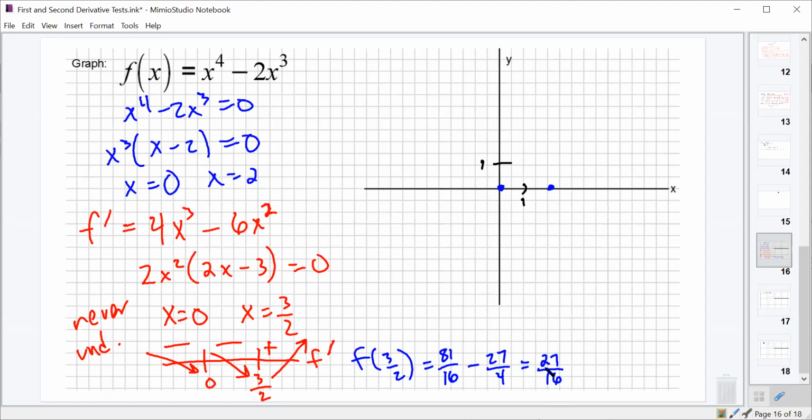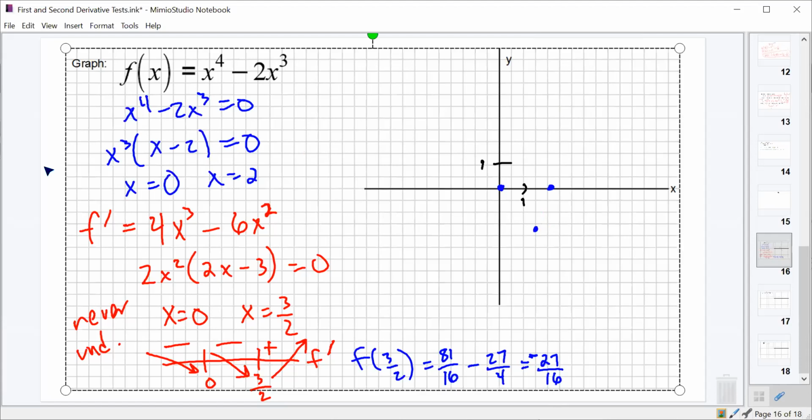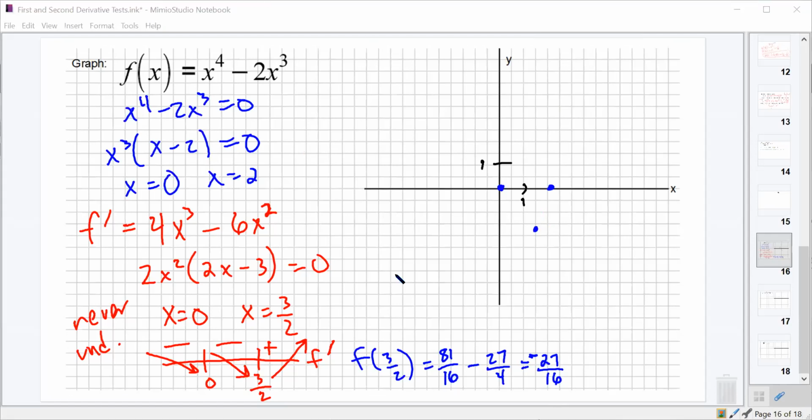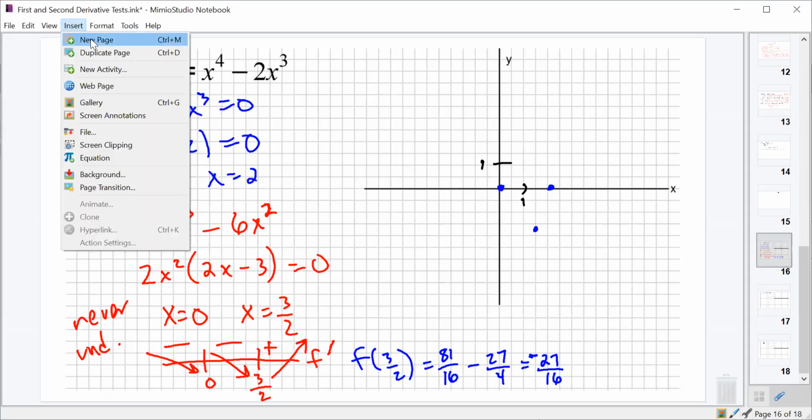You guys agree with my arithmetic there or no? Is it not negative? Oh, minus, sorry, negative 27/16. Yeah. So at 3/2 it should be negative 27/16, which is going to be somewhere down about there. Good or no? Hopefully that's good.